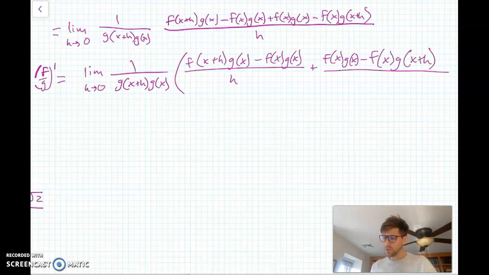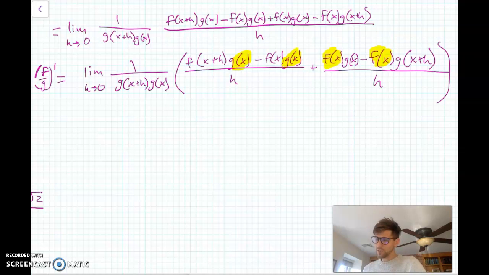So what you'll notice here is all I've done is separate this into two separate rational expressions, both over the same denominator of h. In the first fraction, you'll see that we actually have a g of x that could be factored out. And in the second, we have a negative f of x that could be factored out.